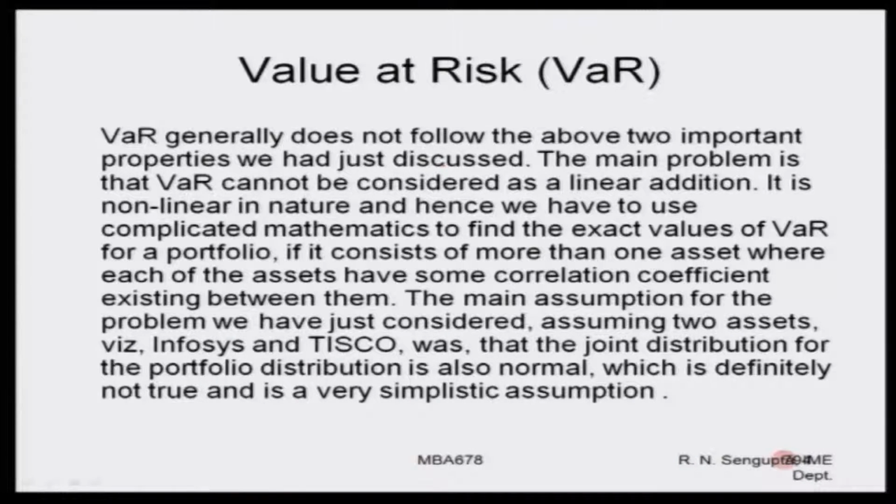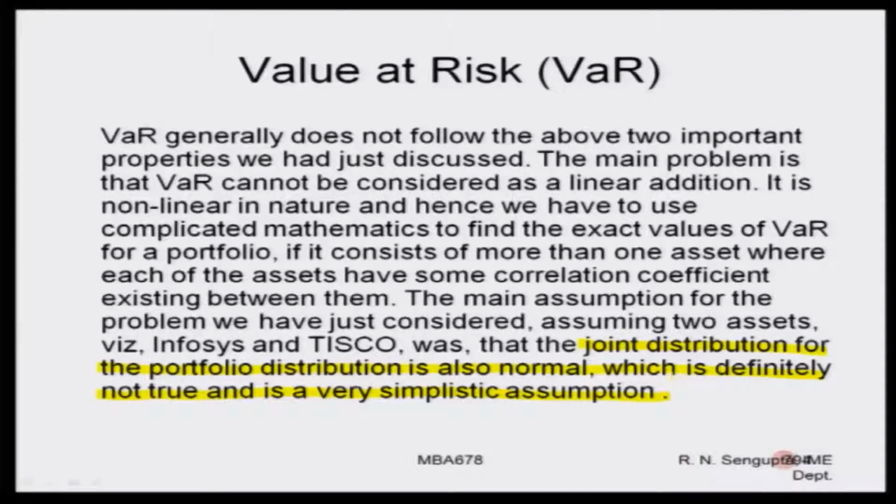Say for example, in one of the slides we discussed in the last class or the class before that, it was basically Infosys and Tesco. The joint distribution is a very important point which I will stress and highlight accordingly. The joint distribution for the portfolio distribution is also assumed normal, which is definitely not true and is a very simplistic assumption. If you remember, I had mentioned time and again that any utility being quadratic led to the distributions being normal.